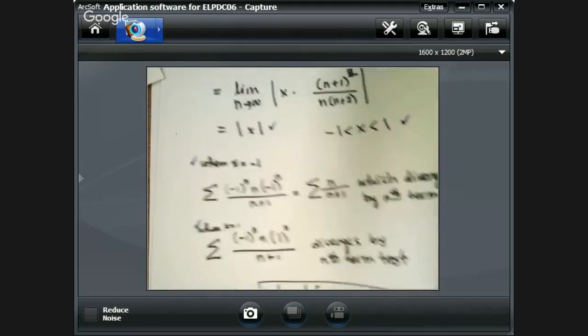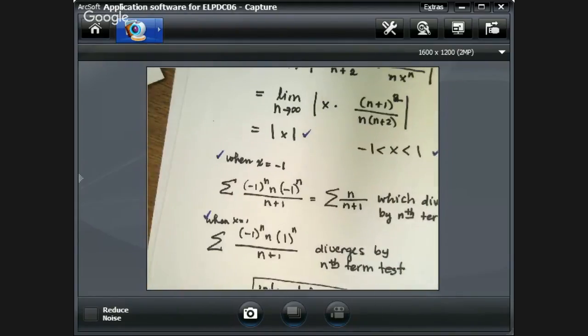I'm going to look at one more problem, and that one is going to be, not that one, this one.